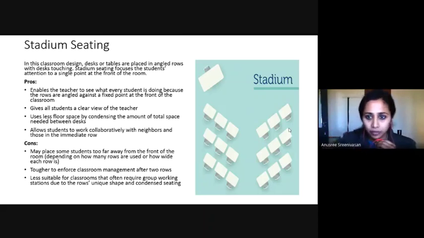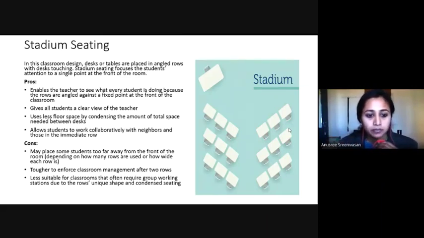It also uses less floor space by condensing the amount of total space between the desks, so you can incorporate a large number of students into such seating arrangements. Then it allows the students to work collaboratively with neighbors and those in the immediate row. Then the cons are that it may place some students too far away from the front of the room.